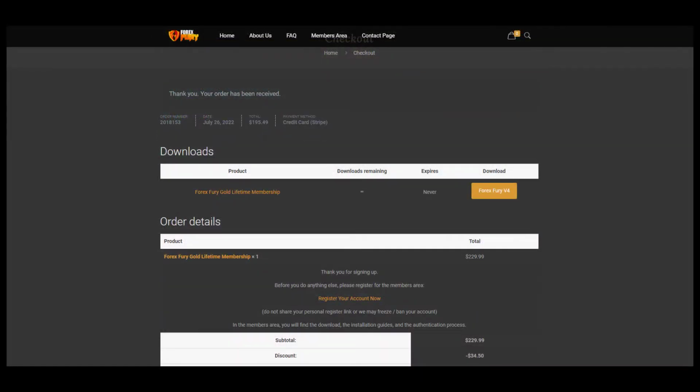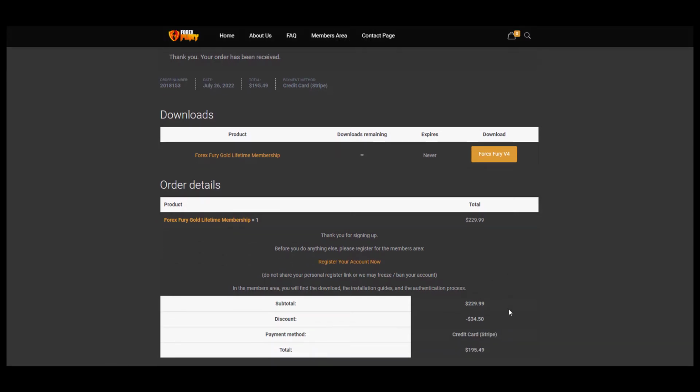Firstly, just to prove to you that I did actually buy it with my own hard-earned money, you can see here the receipt. It says thank you, your order has been received. You see we paid $195.49 with the credit card, and we got Forex Fury version 4. It tells you about the downloads, and there you go. You can see that we actually have got it now, and now it's time to put it to some use.